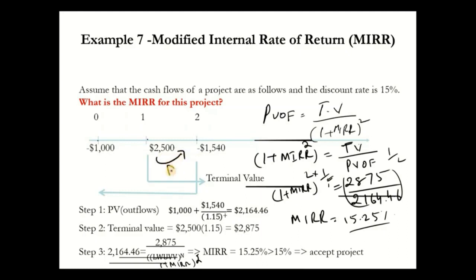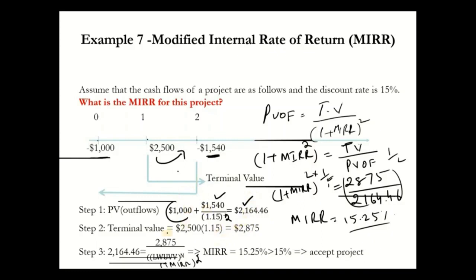Okay, we need to find the future value of the positive ones and the present value of the negative ones. So if you see the present value of this one plus the present value of this one, you will get, this is power 2 because this is here. Okay, so the answer is 2164. So this is the present value of cash outflows.